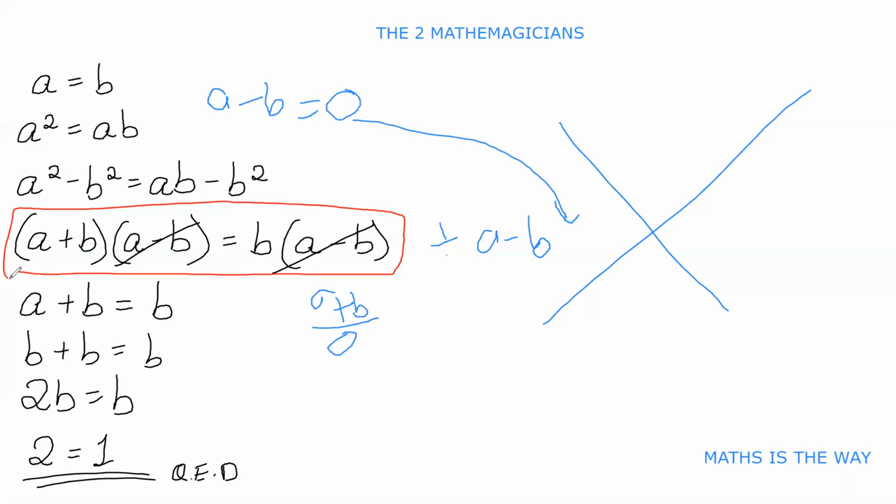Yeah, this is a good clickbait kind of thing. If you see on YouTube 2 equals 1, watch this video and you know that's not true. And we've just shown that.